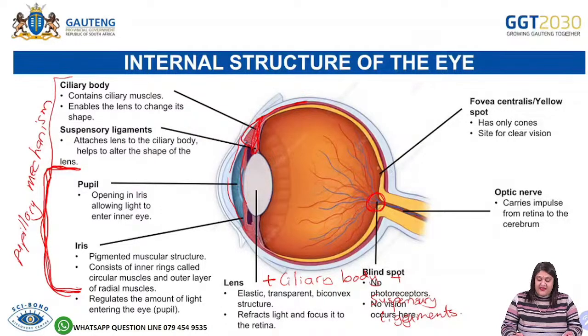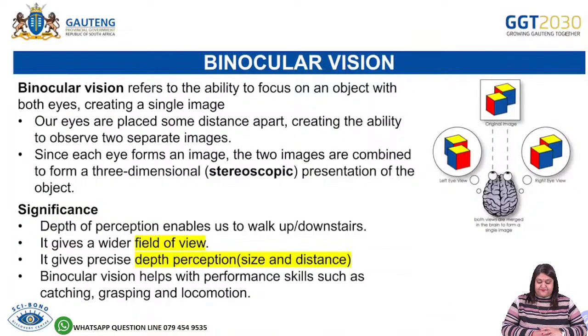So when light reaches that point, that is the site of clear vision, and then we're going to have the stimulus converted into a nerve impulse, and that impulse is going to be taken via the optic nerve to the cerebrum. Why the cerebrum? Because remember, the cerebrum is the one that interprets the information from our sense organs.